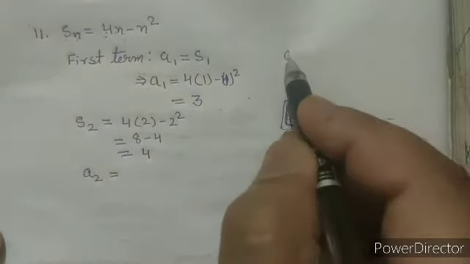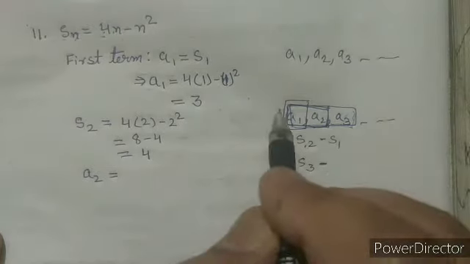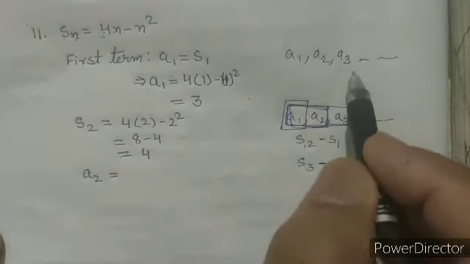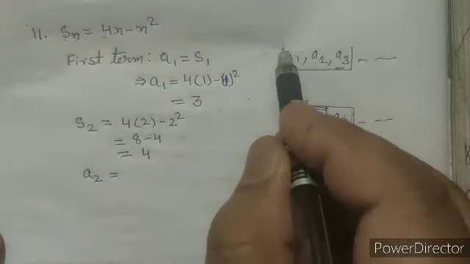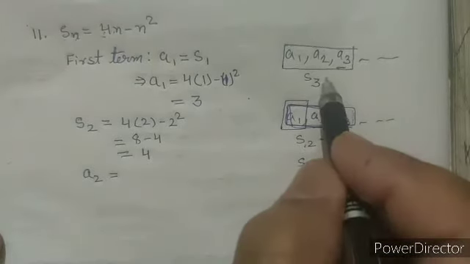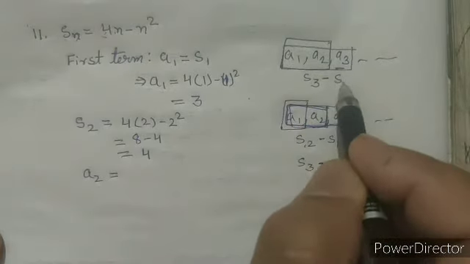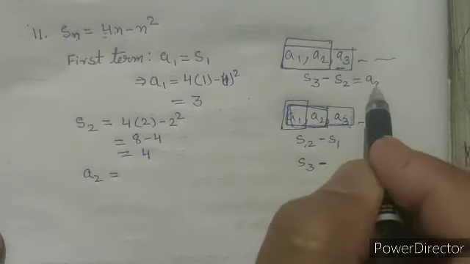Now here if a1, a2, a3 and so on are in AP and we want to find the third term of the AP, then we can add the first three terms of the AP, that means S3, and then subtract the sum of first two terms of the AP from it, that is S2, and that will give us a3.